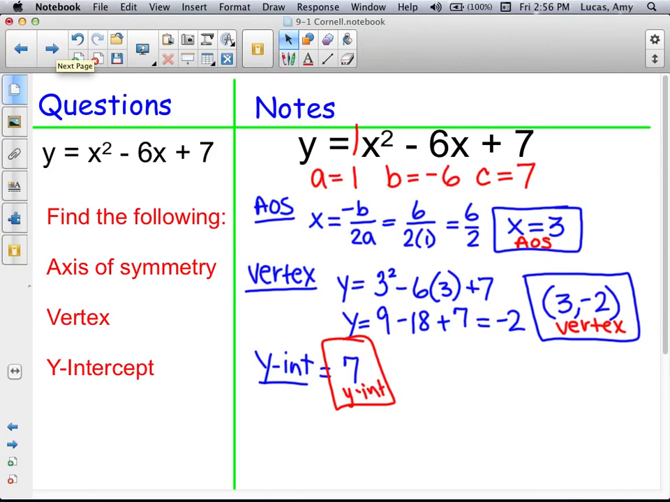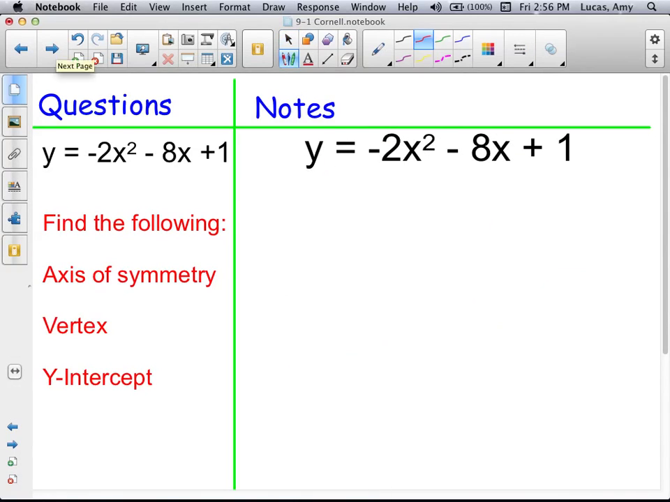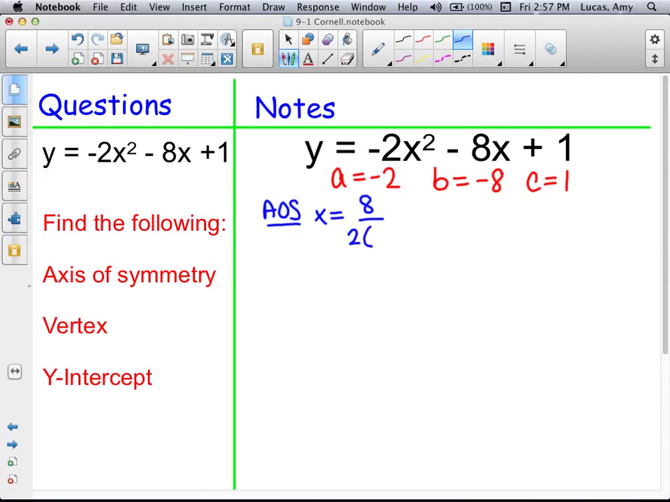So from a graph or from an equation written in standard form, you should be able to determine the axis of symmetry, vertex, and y-intercept for your quadratic. One more example. On this one, A is -2, B is -8, and C is 1. Axis of symmetry, x equals the opposite of B, so +8, divided by 2 times A, 8 divided by -4, so x equals -2.